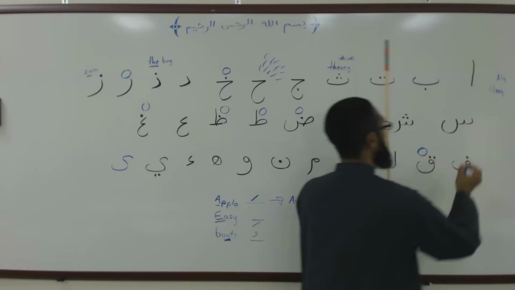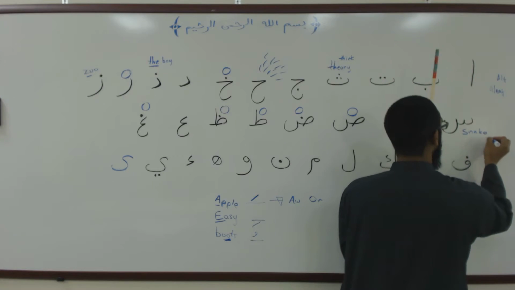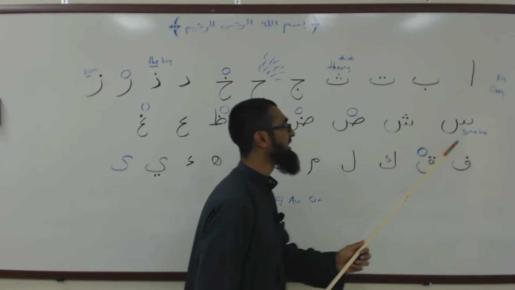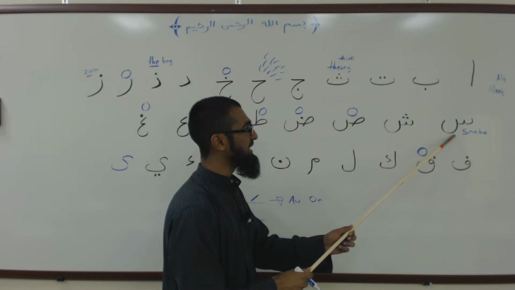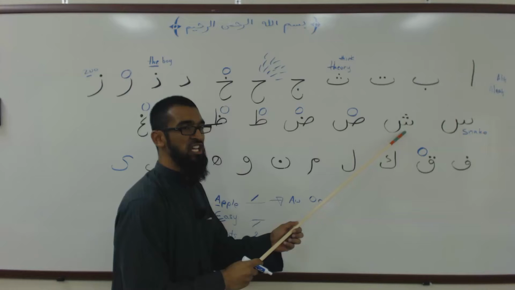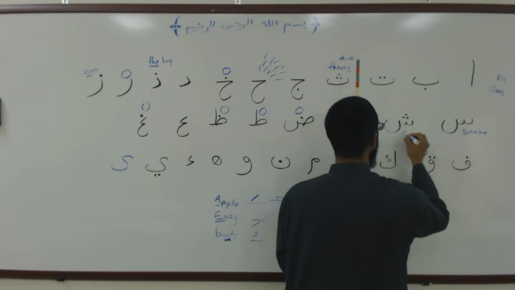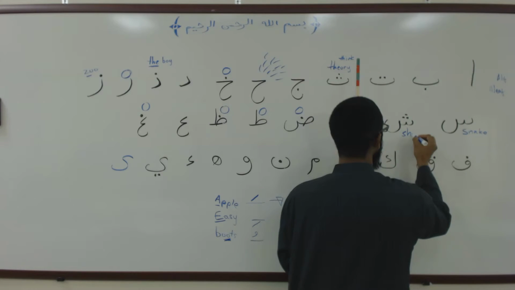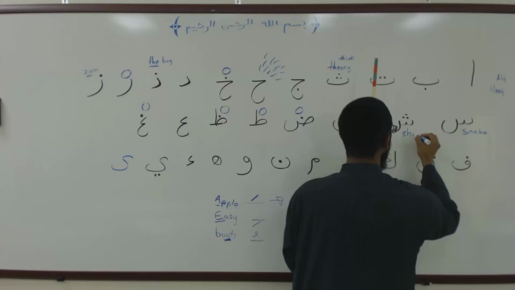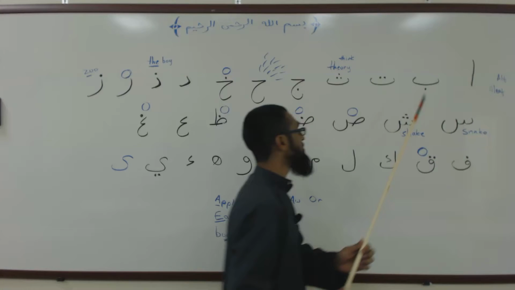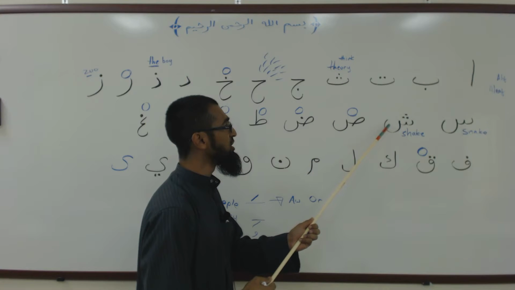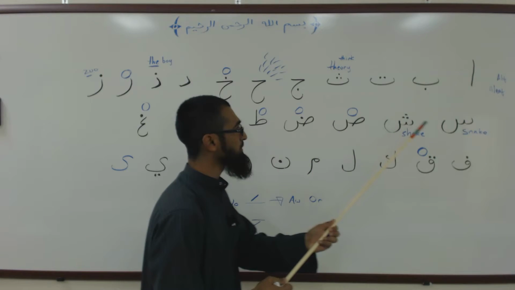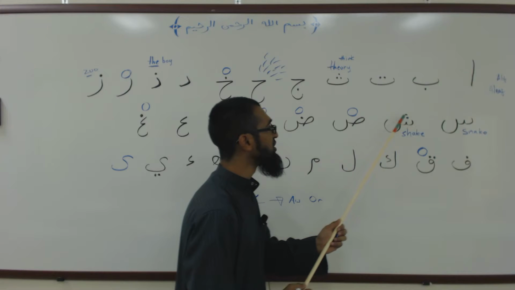Sin. Sin is like our S, like in the word snake. S. That's the S sound. Sin, right? Then we have sheen. Sheen is like our SH, right? Like a shake, a nice milkshake, right? Shake someone's hand. Sheen. So sin, sheen.